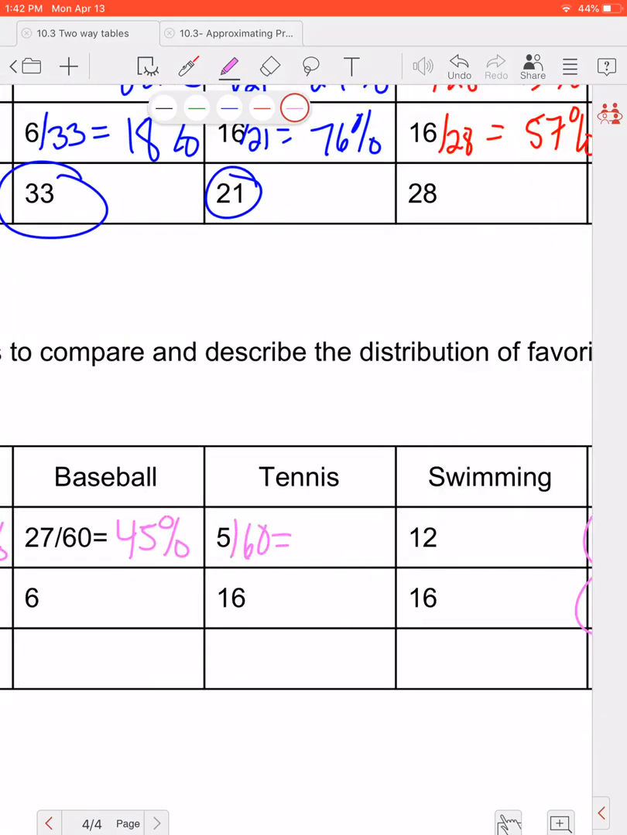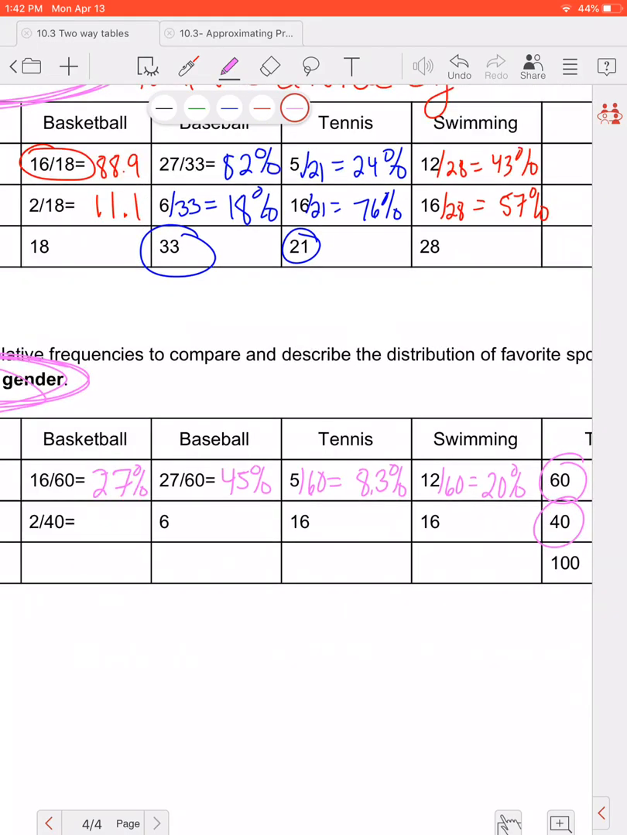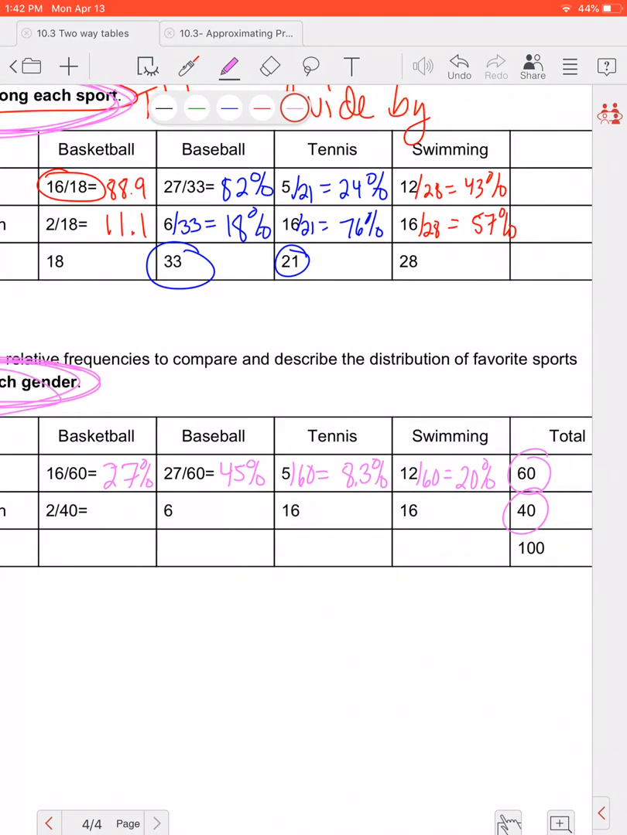5 divided by 60 would be 8.3%. And 12 divided by 60 would be 20%. Okay, now it should be pretty darn close to 100, but it might be a little off just because, especially this one, that we had to round a little differently. Okay, so pretty darn close to 100%, maybe slightly over, slightly under.